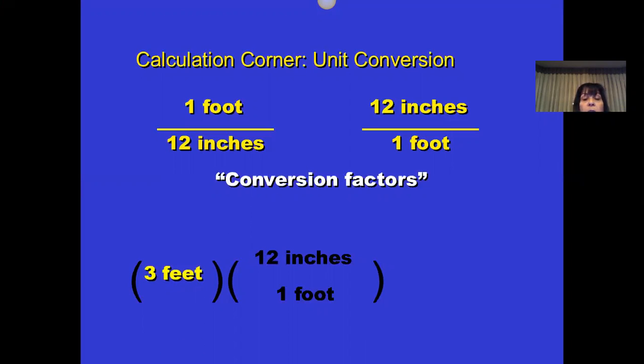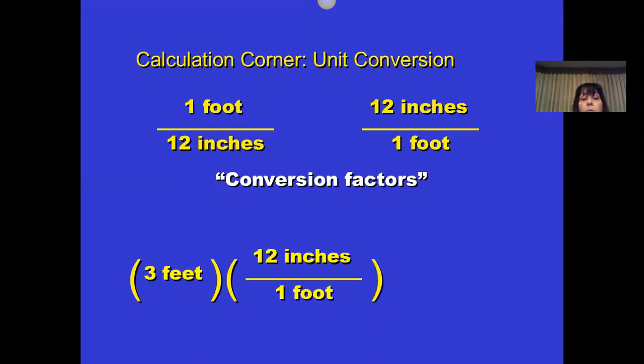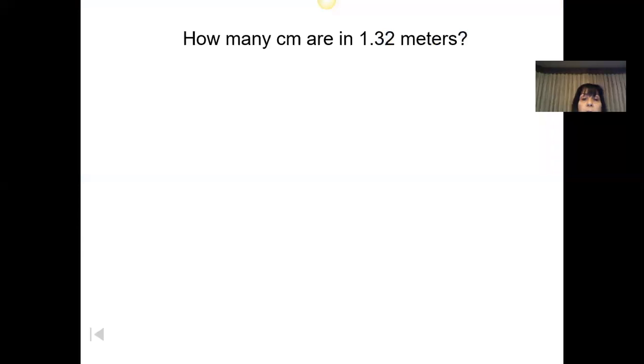Okay, so the 3 feet, again, notice in the first fraction, I have 12 inches over 1 foot. The next step, I will cancel out the feet, and that will leave me just inches, and then I will multiply the 3 times the 12 and get 36, and the units there is inches. There is nothing left in the denominator of either of the two factors, so there will be no denominator in your answer.